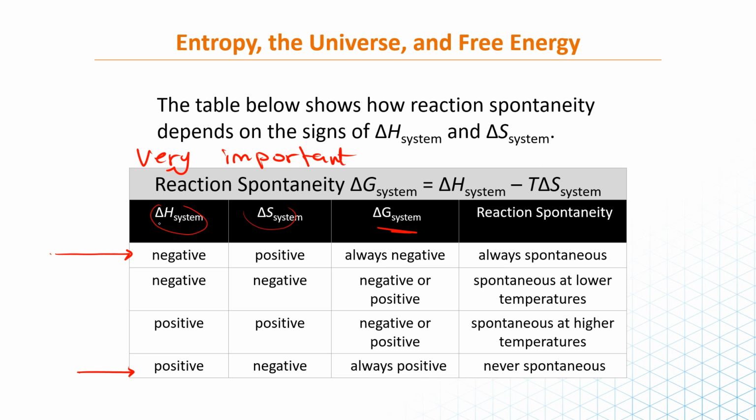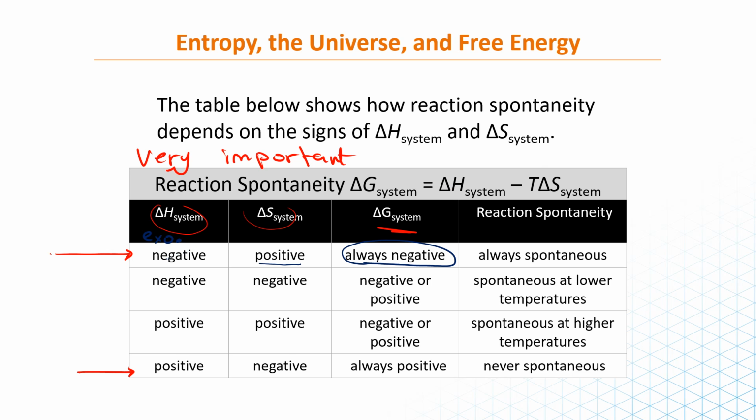So, if delta H of the system is negative, meaning it's an exothermic reaction, and the delta S is positive, then the delta G is always negative. Okay, guys? Why? It's just in the equation.